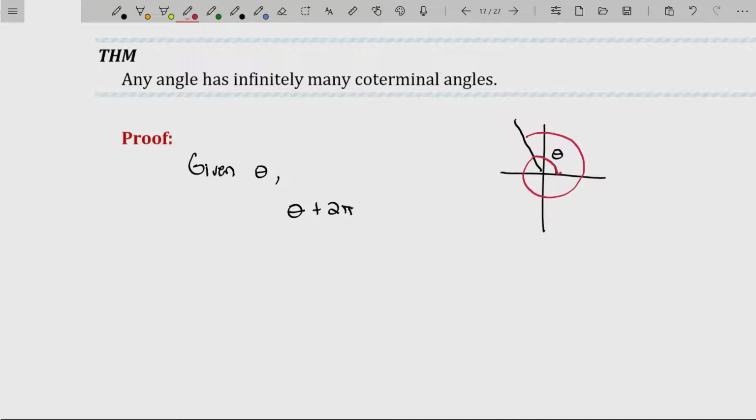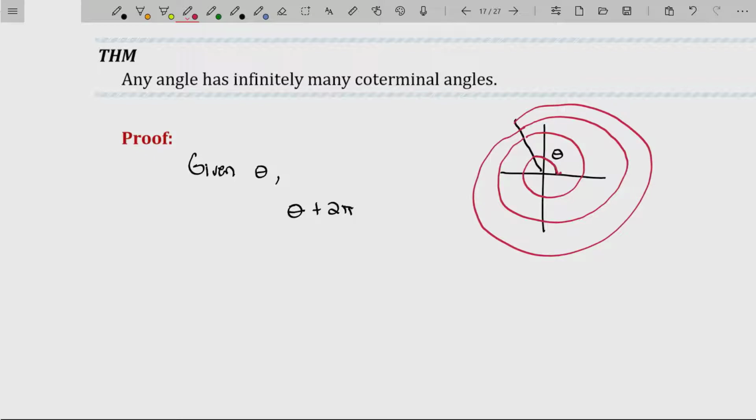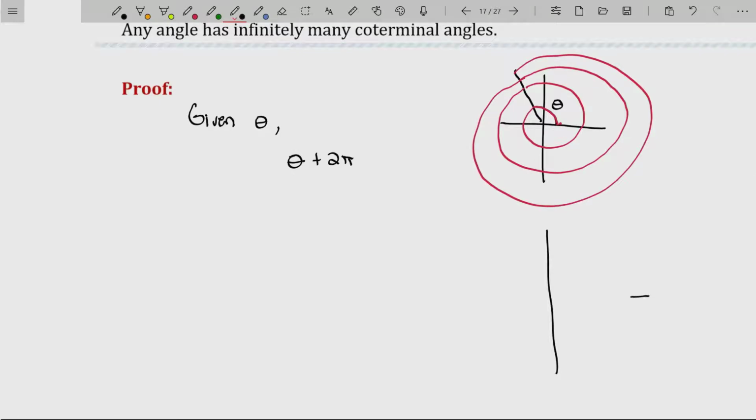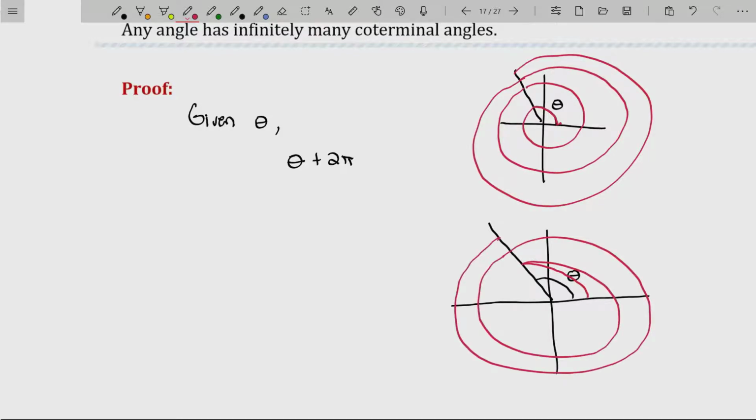And in fact, you could add yet another 2 pi to that, or yet another 2 pi to that, and you would still be at the same terminal side. Or you could technically have this angle theta, and you could say, well, let me get to theta, but then I'll subtract 2 pi, and I'll subtract another 2 pi, and I'll subtract another 2 pi. Essentially what I'm saying is you can add or subtract any integer multiple of 2 pi.